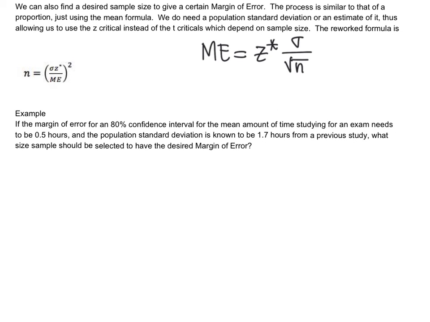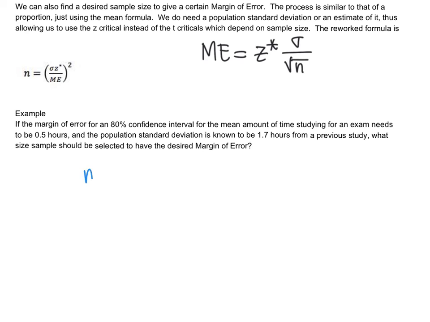So we know the margin of error for an 80% confidence interval for the mean amount of time studying for an exam needs to be 0.5 hours. We also know the population standard deviation is 1.7 hours from our previous study. What size sample should be selected to have the desired margin of error?